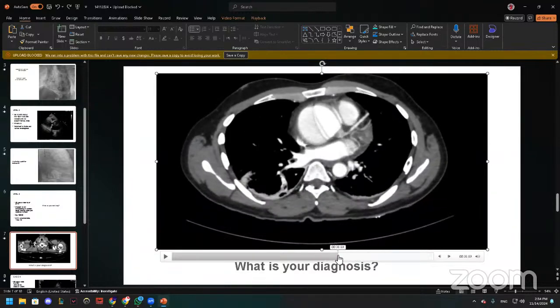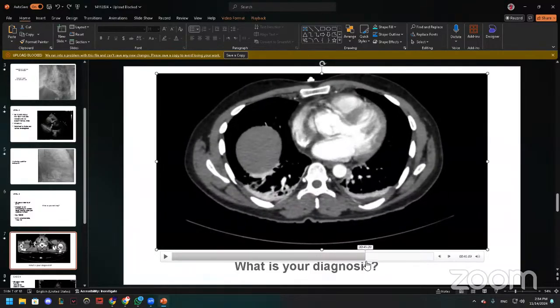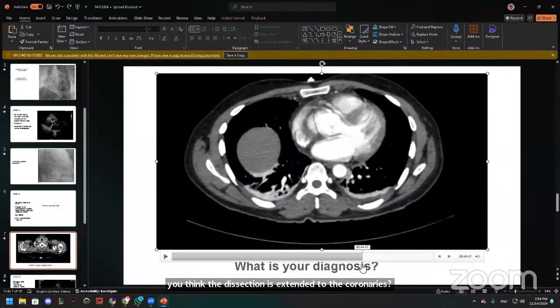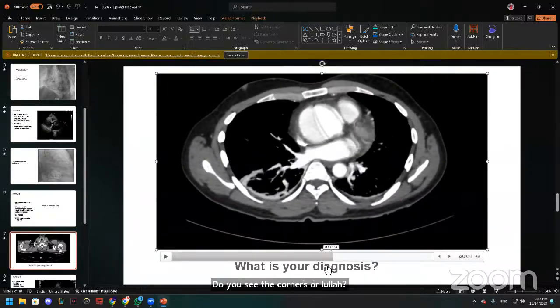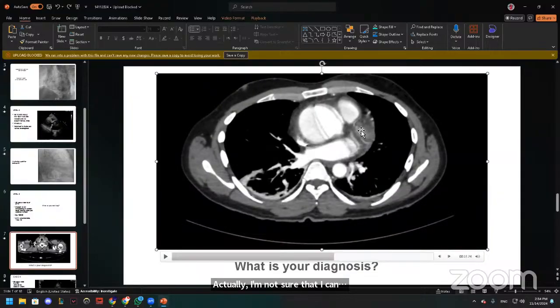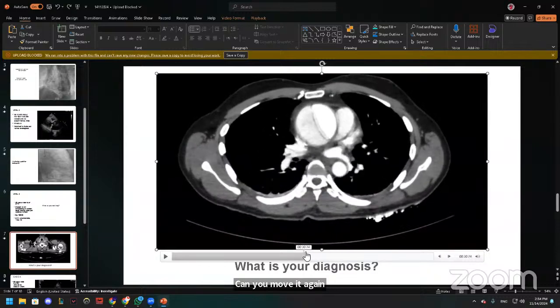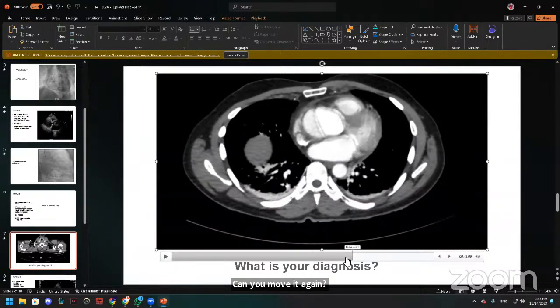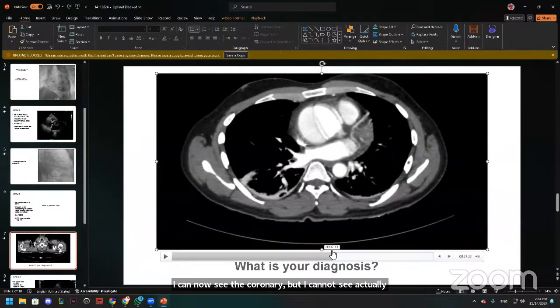Do you think the dissection is extended to the coronaries? Do you see the coronaries or no? Actually, I'm not sure. I can say it here. What about this structure that is going here? Yeah, can you move it again? Yeah, I can now see the coronary, but I cannot see actually. You cannot see this actually. So if there is extension to the coronary, I'm not sure.